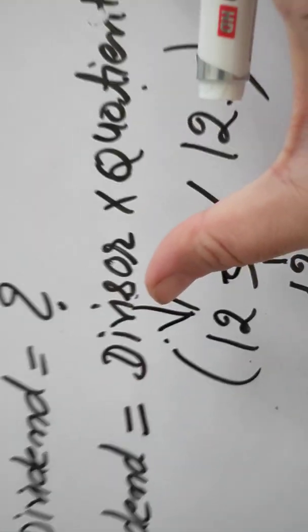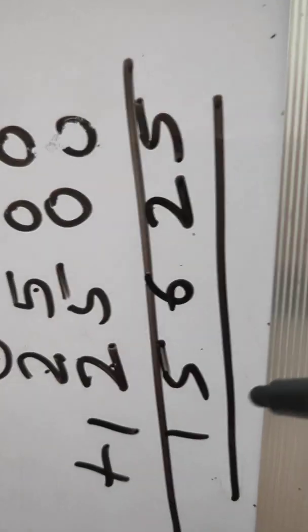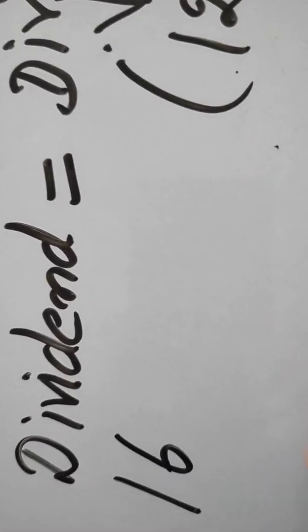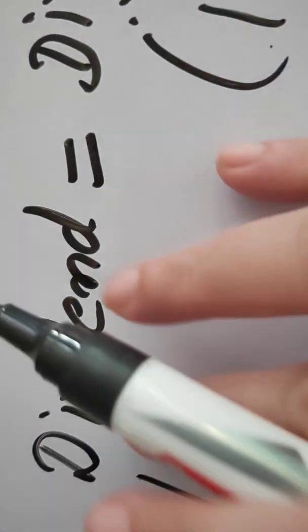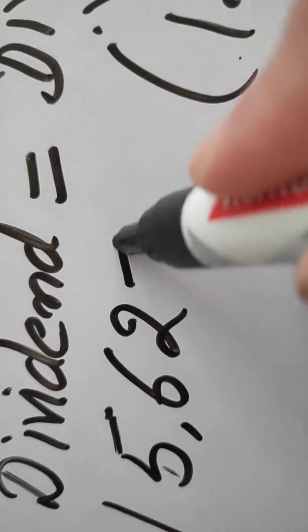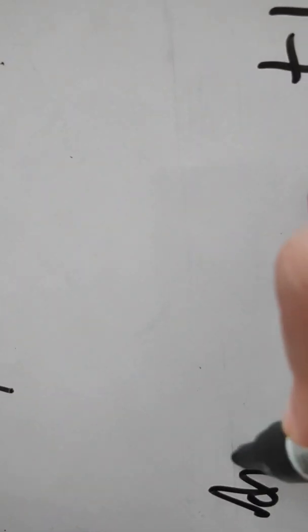15,625. So after this calculation, divisor multiplied by quotient plus remainder, you get the answer 15,625, and this is your dividend. You found out what your dividend is. It is 15,625. So at the end you can write your answer.